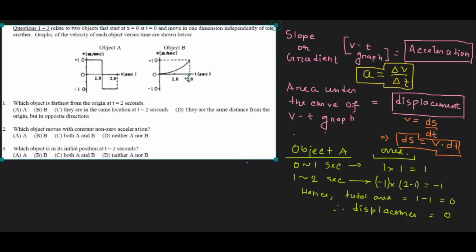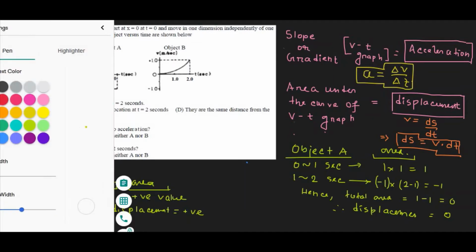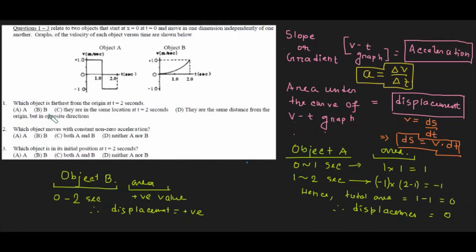And what about object B? In case of object B, the graph itself shows that it has a certain area under the curve, and that is positive. From there we can directly conclude that object B has a certain displacement. So option B will be the final answer.